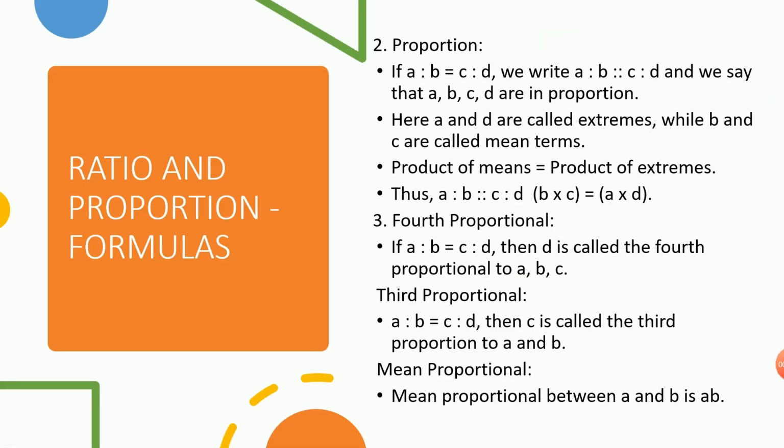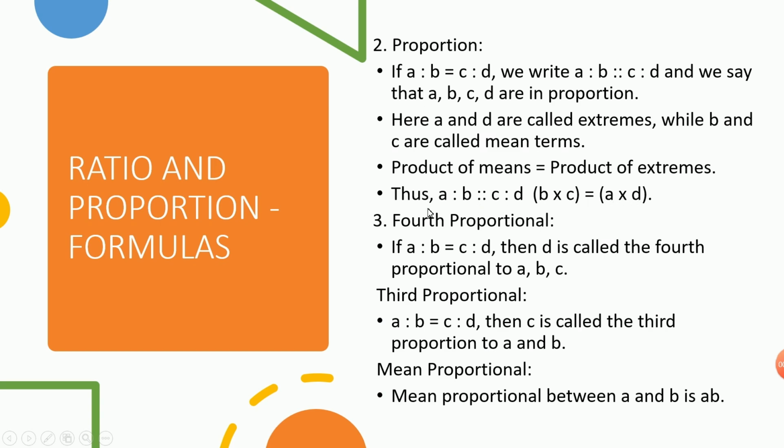Next, second one is proportion. So we have seen A is to B equal to C is to D. That would be rewritten in this format. A and D are called extremes, B and C are called mean terms. Like I said in the previous slide, product of means equals product of extremes. That means B into C equals A into D.